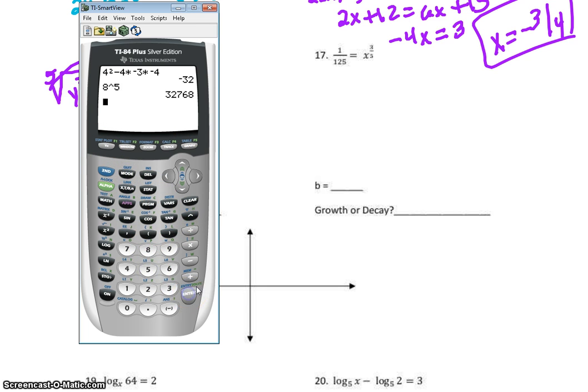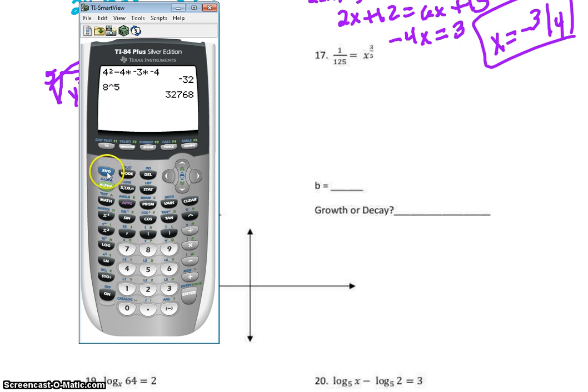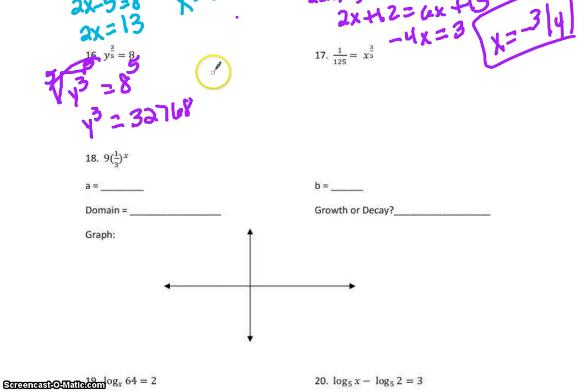And 32,768. You need to find the cube root of that. So math 4, and 32,768 is 32. So your answer here is y equals 32.